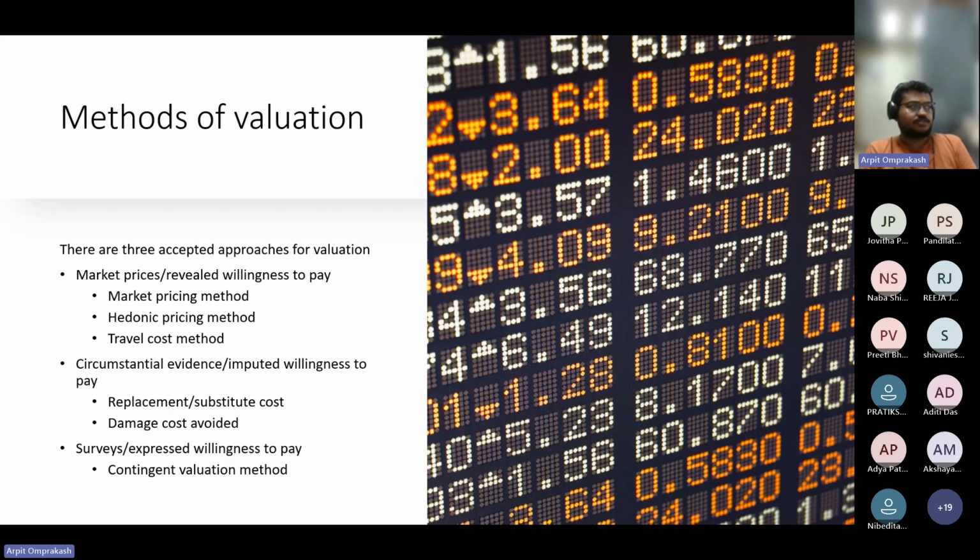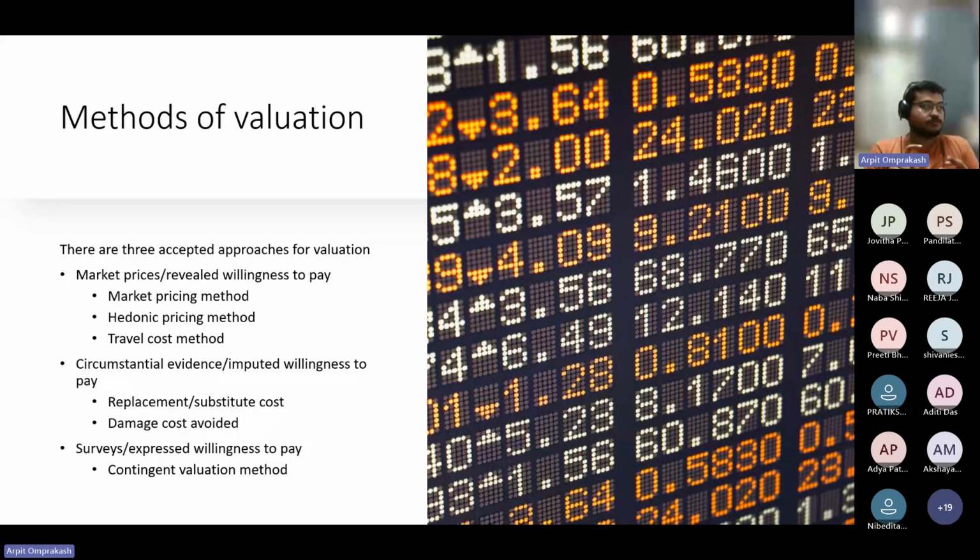So the first one is market prices or revealed willingness to pay. This has three methods. The first is the market pricing method. Say you want to sell this piece of forest or this piece of land to someone, and how much they're willing to pay for it, that is the market price.